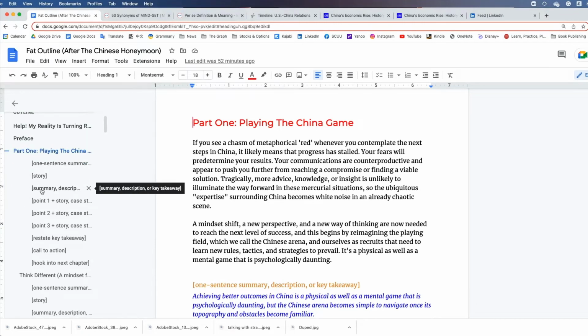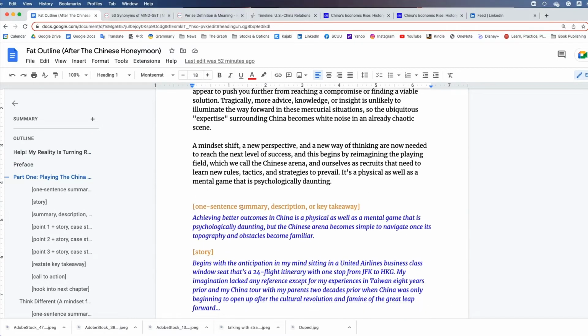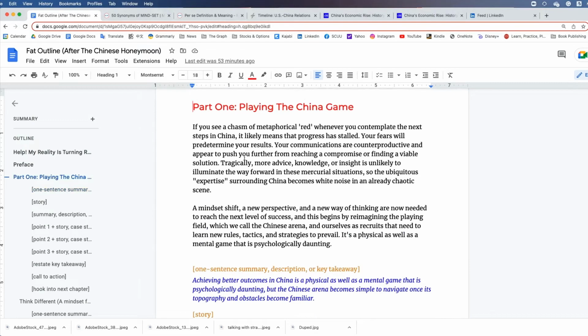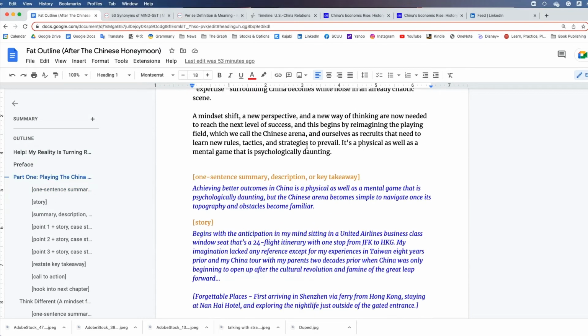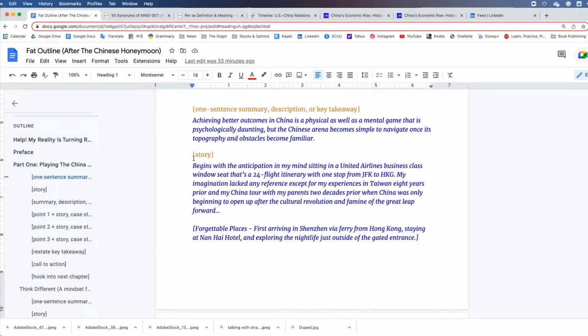each section that you write, you always want to start with a summary, and then you want to write a one-sentence summary, description, or key takeaway. Like, what do you want your reader to know from this chapter or this section of the book, right? And then you say, what is the story that you want to tell in here? So for this section, part one, playing the China game, I have the one sentence summary, description, key takeaway. I have what story I'm going to tell.